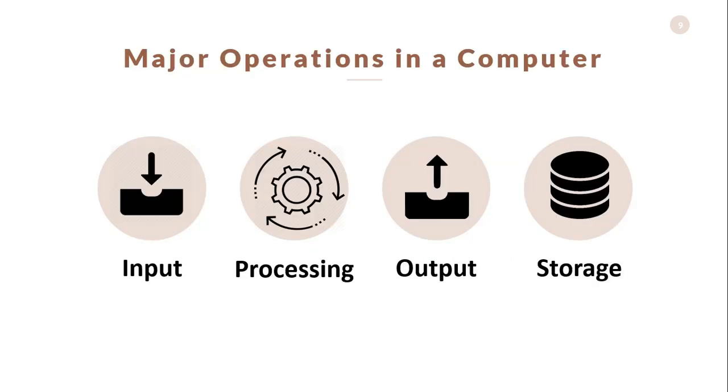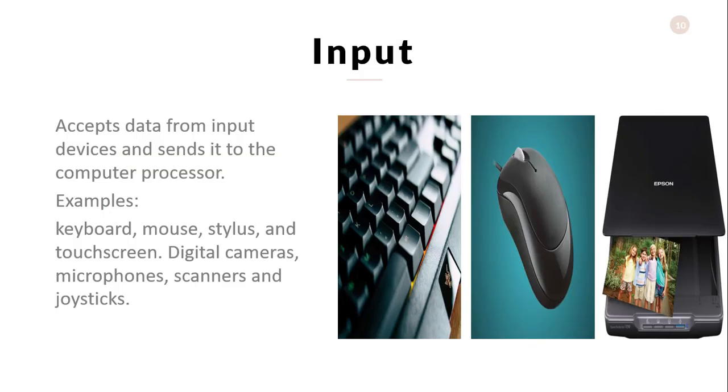Okay, now we have the major operations in a computer. Those are input, processing, output and storage. So we are going to discuss each of these operations separately. Input. Input accepts data from input devices and sends it to the computer processor. Common input peripherals include the keyboard, mouse, stylus, touchscreen, digital cameras, microphones, scanners and joysticks.